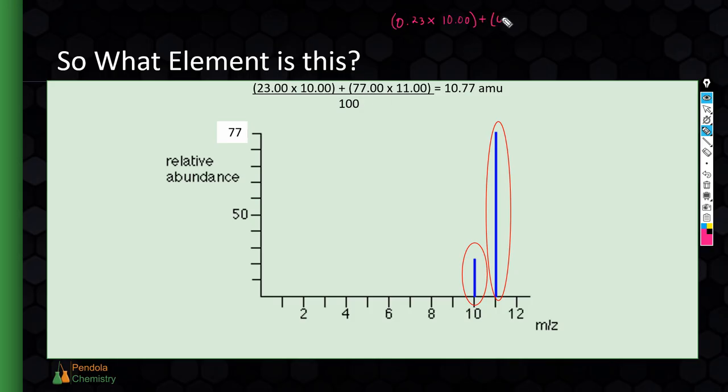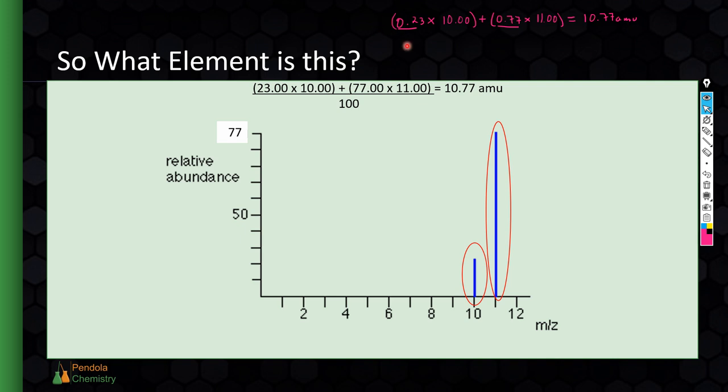plus, instead of that 77, we'll do 0.77, which is the decimal version of the percentage, times 11.00, which is the mass number, or again, isotopic mass if we have it. And then we will get the same answer, which is 10.77 AMUs. We will not divide this by 100 because we already did that when we divided the percentages by 100. All right? So that's the other form of this equation.